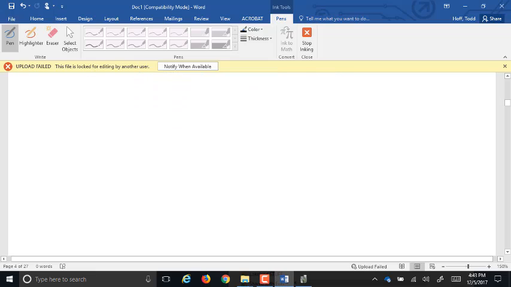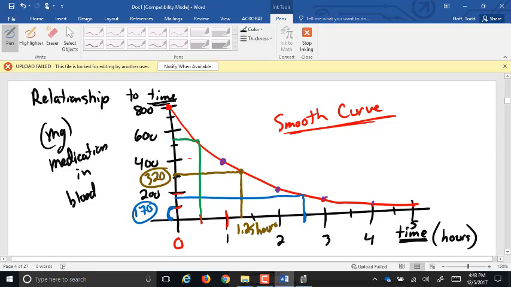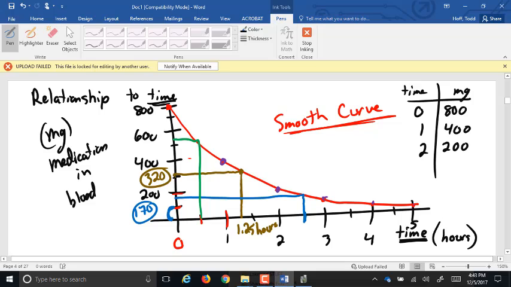So where does this graphing come into play? Well, I could have made a table of values here. Time in milligrams, 0 was 800, 1 was 400, 2 was 200, and so on. And I plotted those points on this graph. We didn't necessarily make the table, we just plotted the points as we went, and that's what we used to draw the curve.